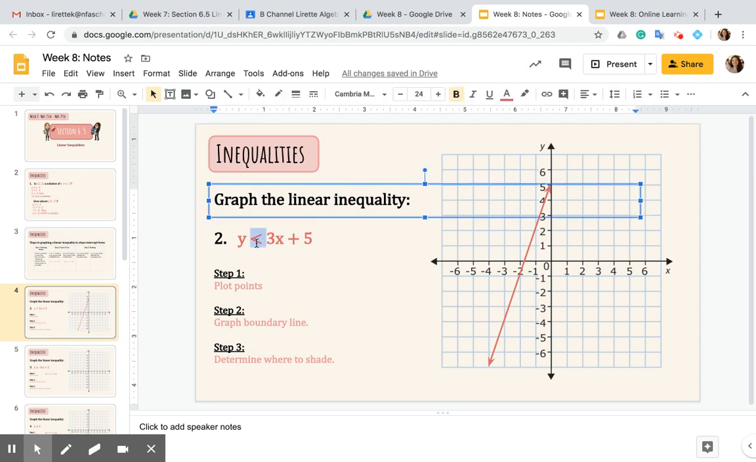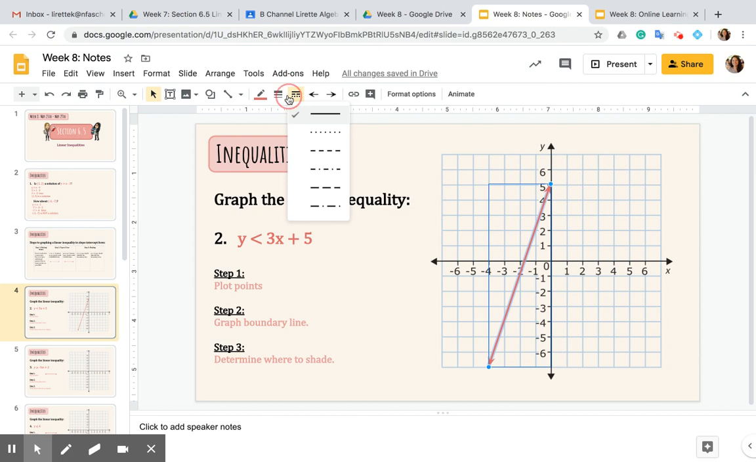Well, you look at the symbol. If it doesn't have a bar underneath, it's a dashed line. So I'm going to go in here and make it dashed.